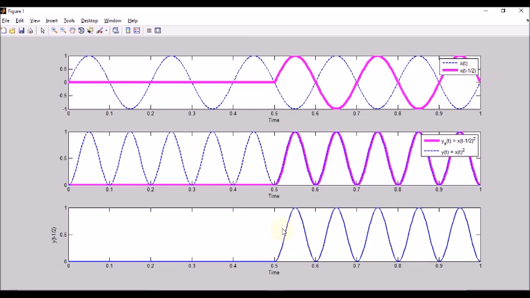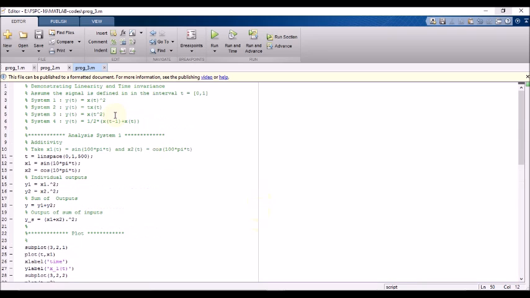You can see that these two graphs, the pink one in the second row and the blue one in the third row, are coinciding. Now this is not only true for the sine wave that we have considered, but it is also true for any signal that we consider. It can be easily shown analytically that this system y of t equal to x of t squared is a time invariant system. That brings us to the end of this demonstration.